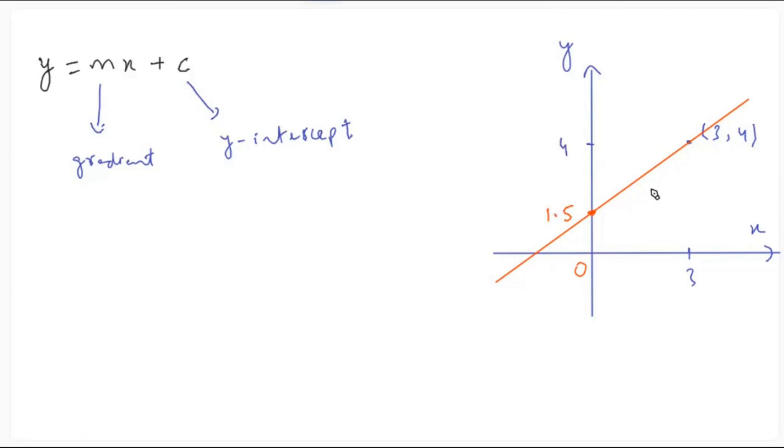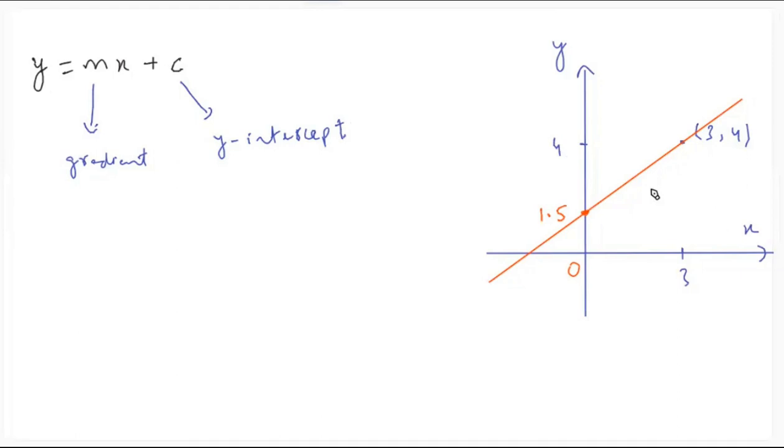Achha. Y-intercept kya hota hai? Exactly, Rafi. It's the point where a line crosses the y-axis. Y-axis to kahan pe cross kari hai? 1.5 ke upar. So iska y-intercept jo hoga, that is 1.5.